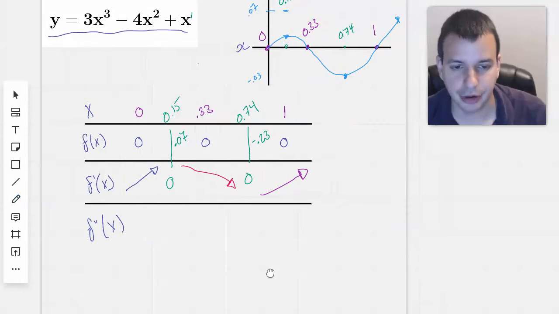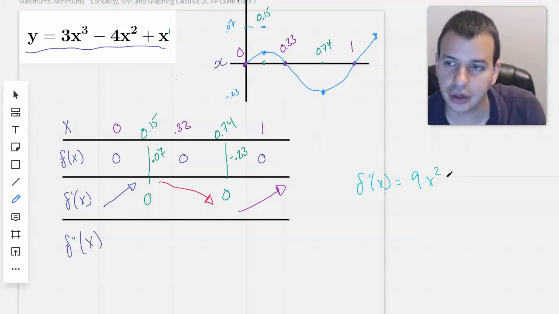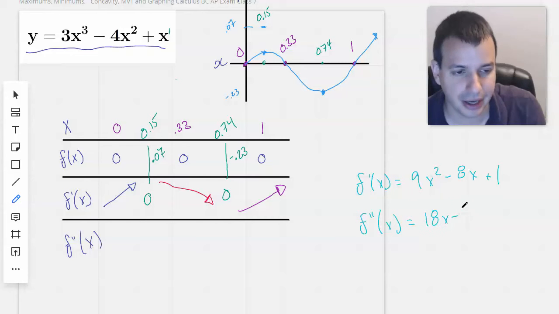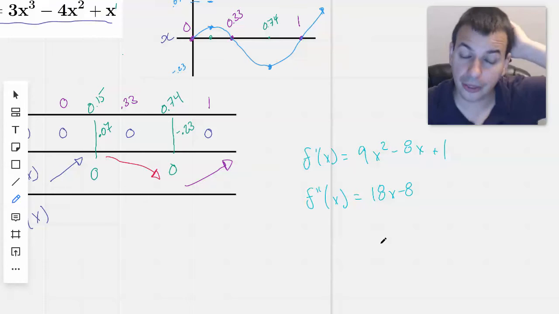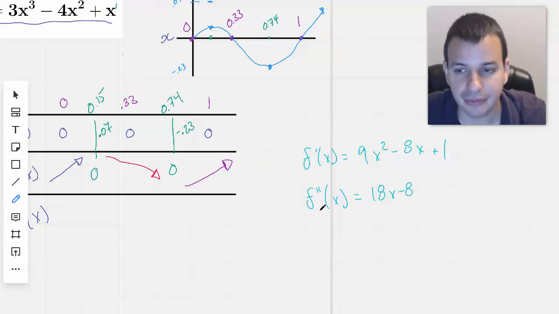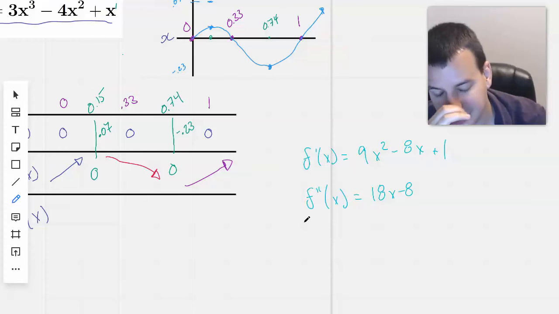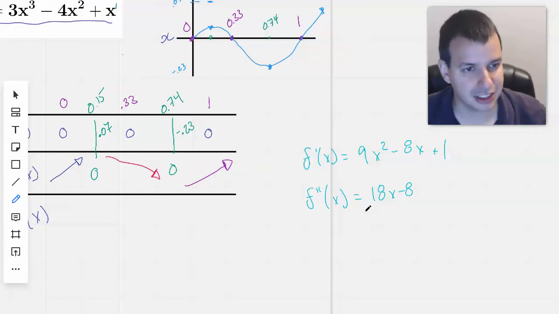Okay. So we have f prime of x equals 9x squared minus 8x plus 1. Therefore, f double prime of x equals 18x minus 8. And we find the roots for the second derivative of x. Before, we called those the critical points, basically where the derivative equals 0. Now, where the second derivative equals 0, these will be called inflection points.